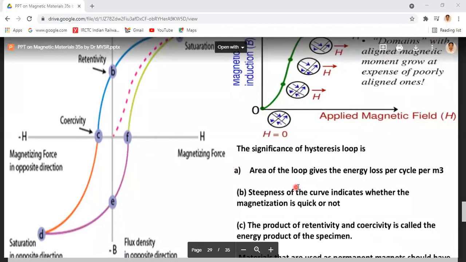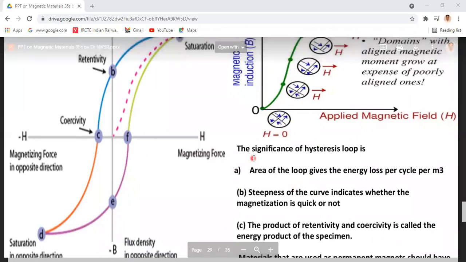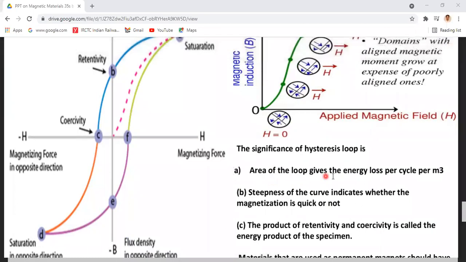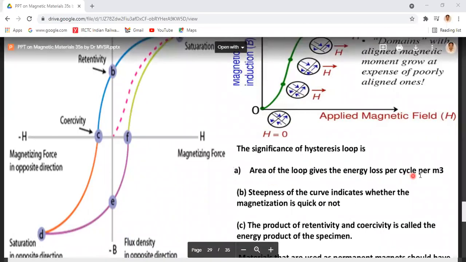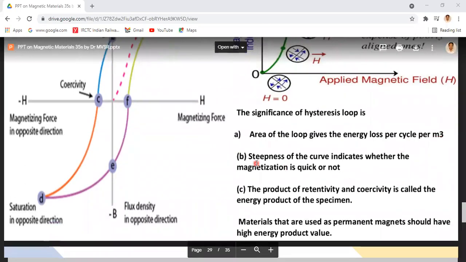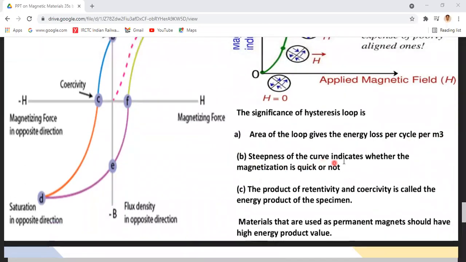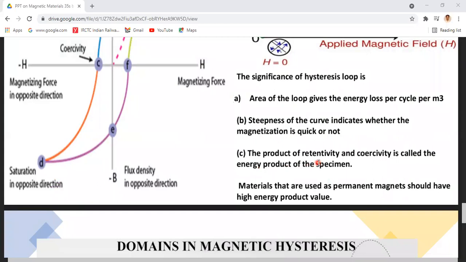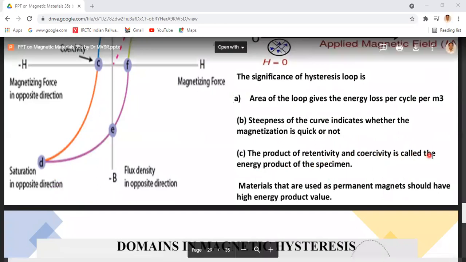So next one, coming to the significance of the hysteresis loop, it is very important. The area of the loop gives the energy loss per cycle per cubic meter. Next, the steepness of the curve indicates whether the magnetization is quick or not. Next, the product of retentivity and coercivity is called the energy product of the specimen.